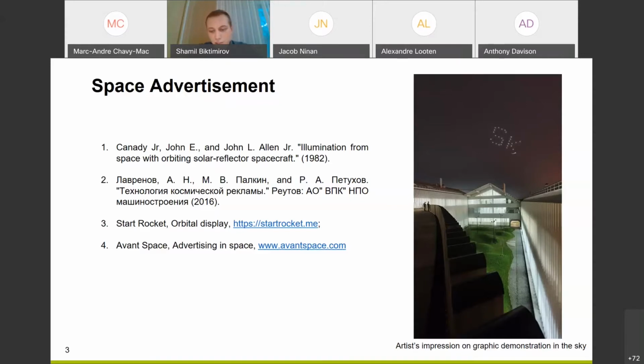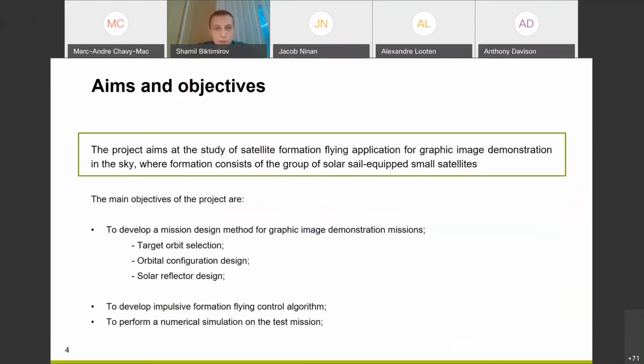But we had an industrial project at Skoltech Space Center where the goal was to design a concept for such a mission for space advertisement. And after we did this project, it turned out that it's a beautiful benchmark problem for studying formation flying missions and control algorithms. Let's move on to the aims and objectives of this work.